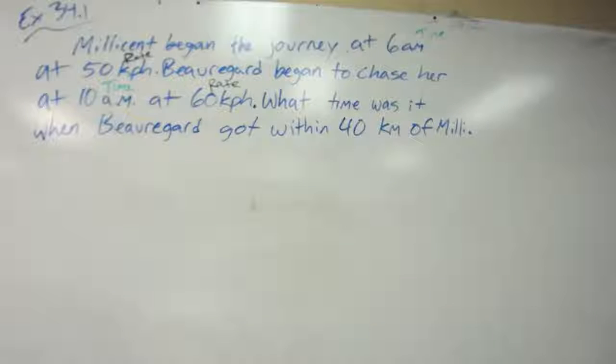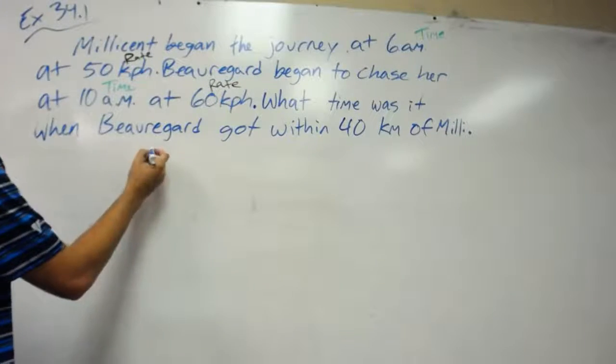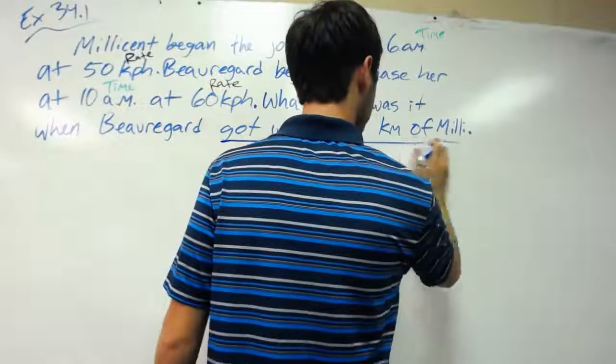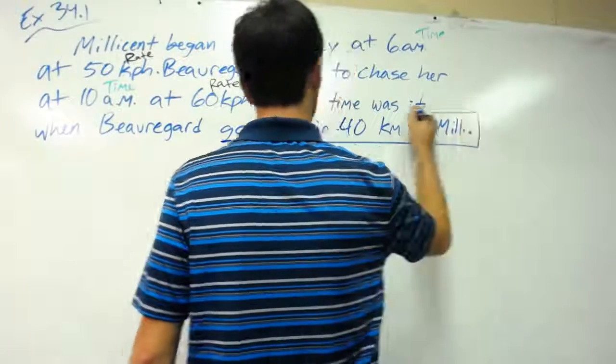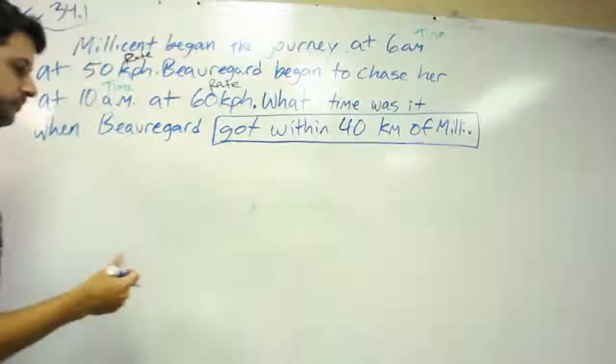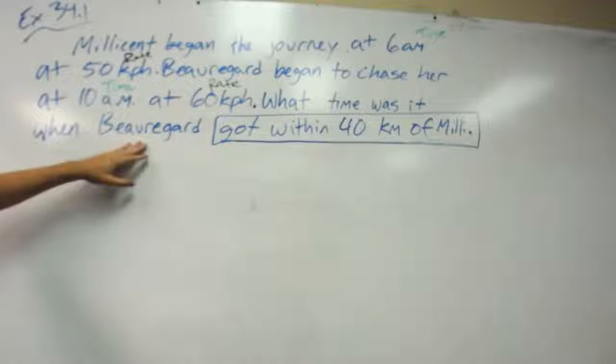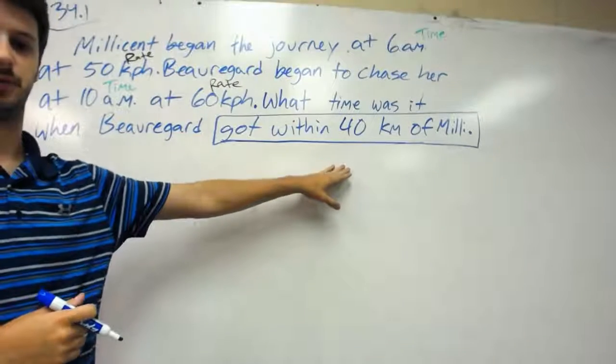What time was it when Beauregard got within 40 kilometers of Millie? I want to look at this part. Beauregard got within 40 kilometers. Okay, oh good. How do we write that? Well, it looks like Beauregard has not traveled the whole distance. He's still got 40 kilometers to go.